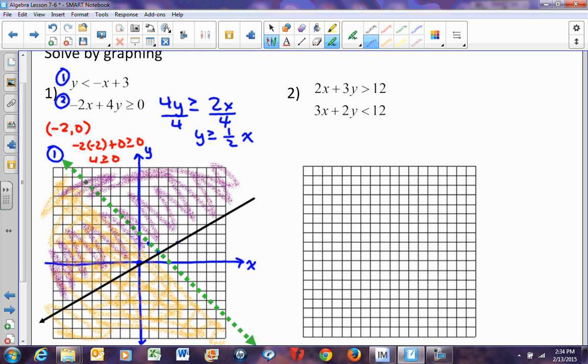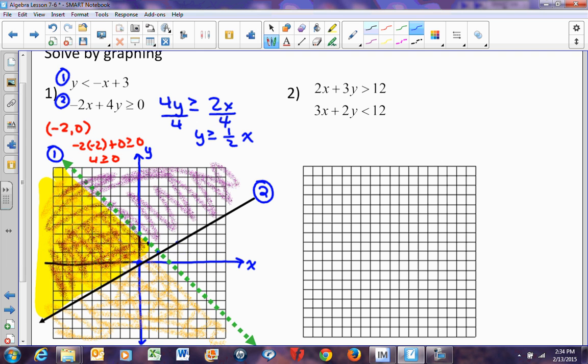Now the solution to the graph is where the colors overlap, which in this case I'll highlight so you can see it. I'm pretty sure you can see it, but just in case you can't, that would be this section right in here. That's where the two colors overlap. This can get really messy doing it this way, so I have a different way that I like to do it, and I'll show you that in the next problem.